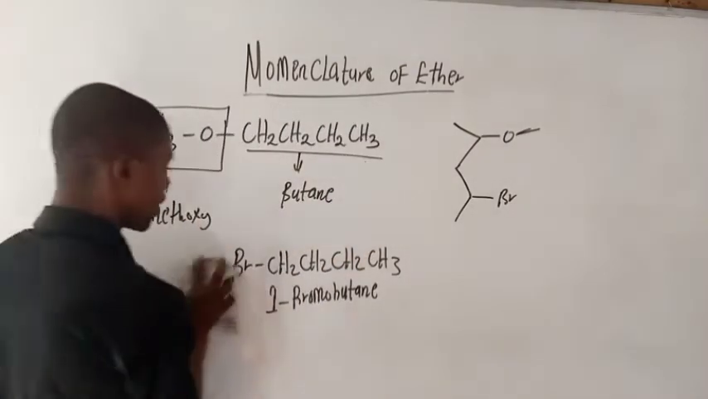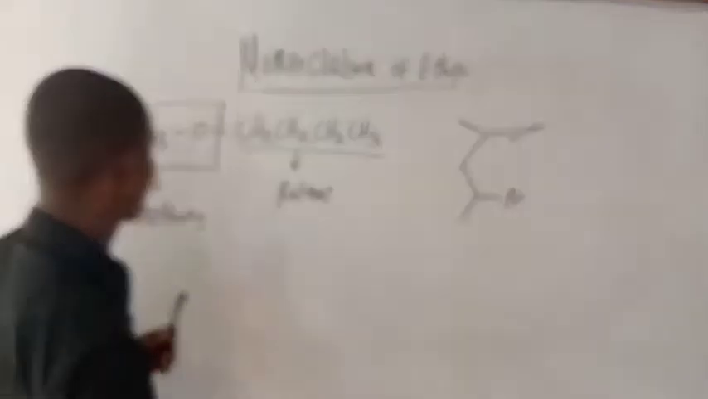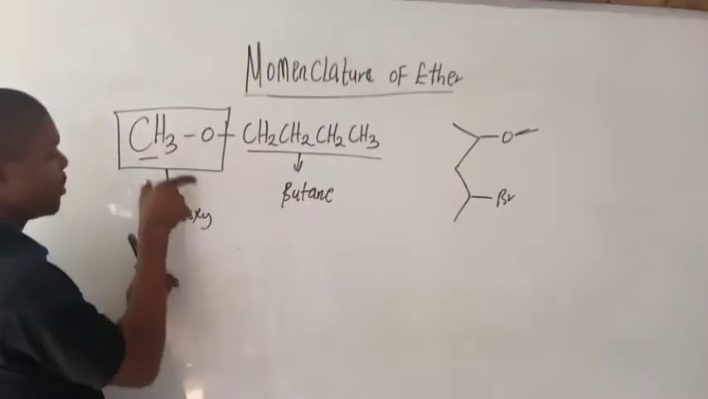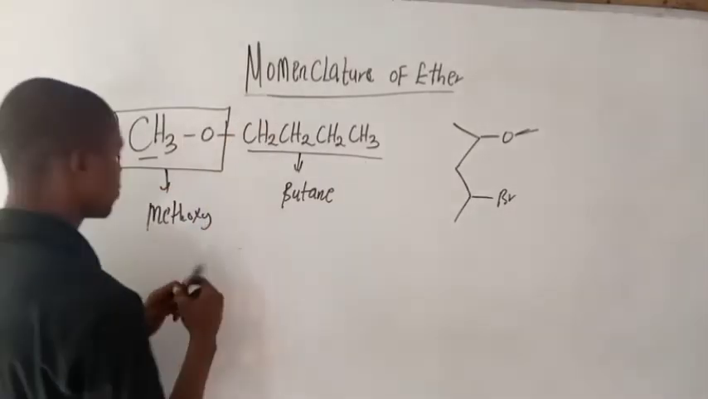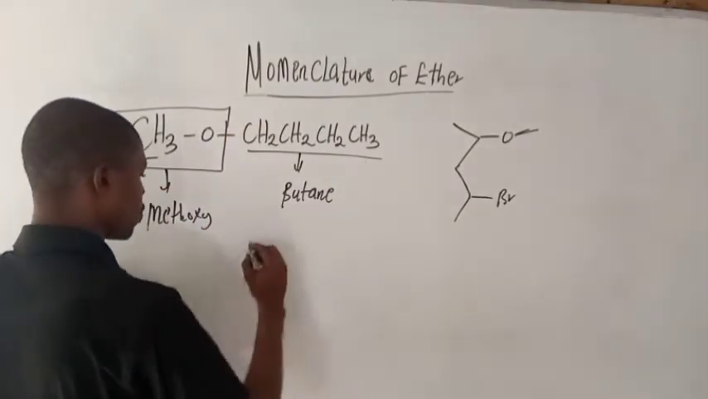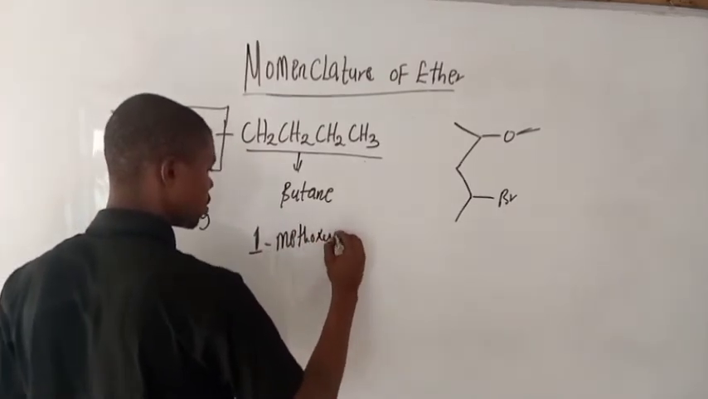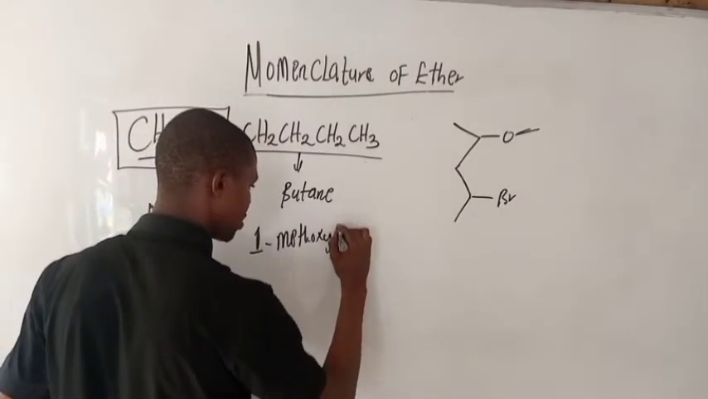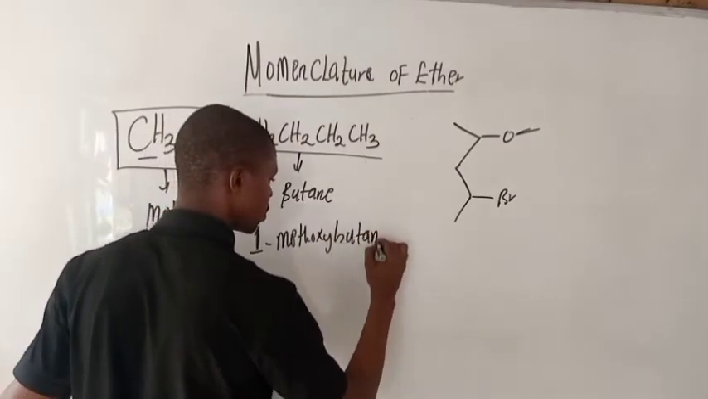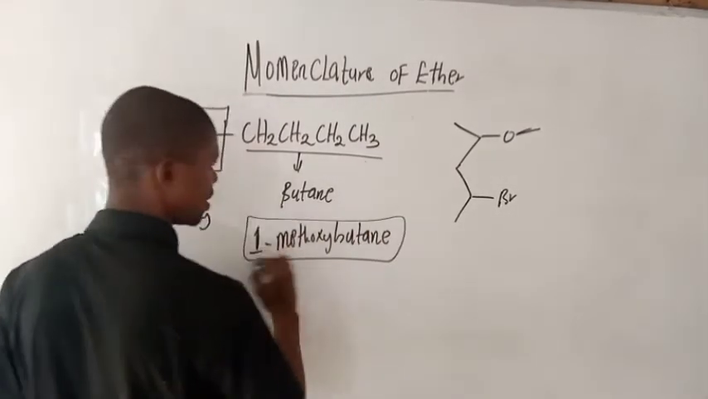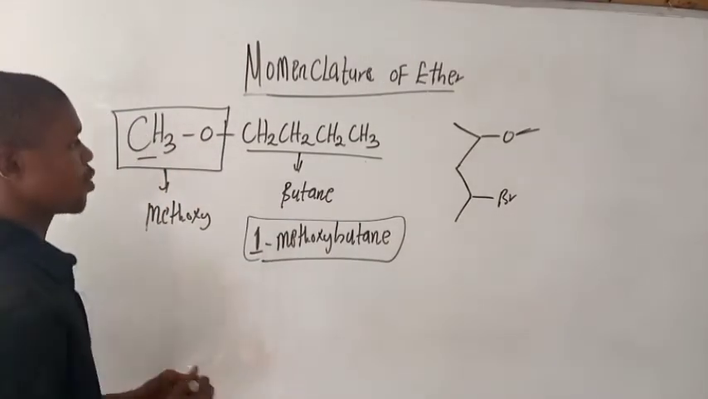But we are not looking at bromine here. We are looking at methoxy. So methoxy here is at position number 1. So we're going to do 1-methoxybutane. So that is the name. 1-methoxybutane. So these are two ways to name it.